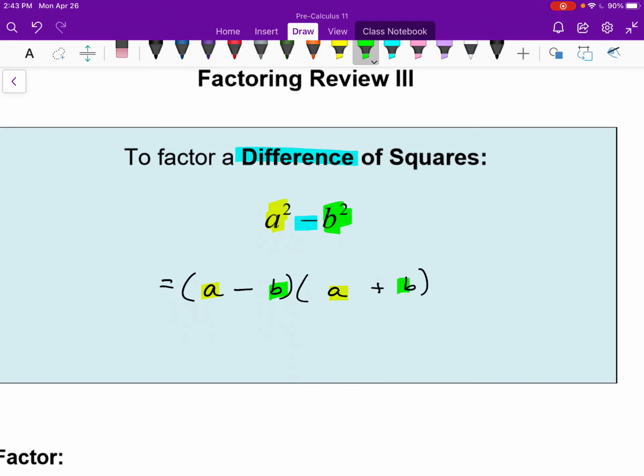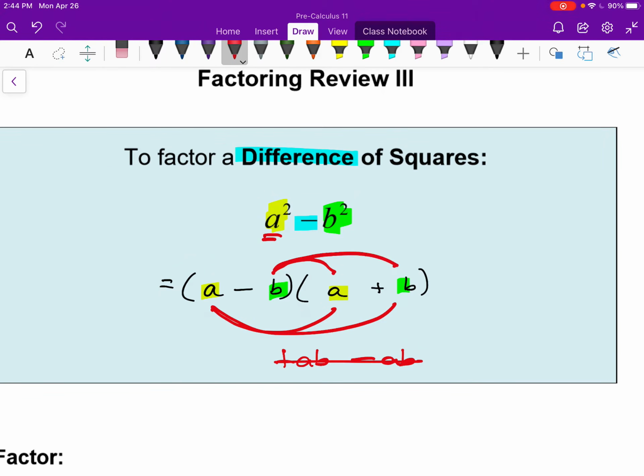And notice, if you look back, we FOIL this out. A times a is a squared. A times b is positive ab. But the very next step you probably do is minus b times a, which is minus ab, and those just cancel each other out. And the last thing you'd probably do is minus b times positive b, which is minus b squared.